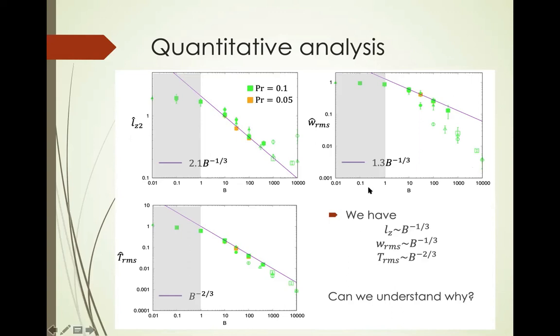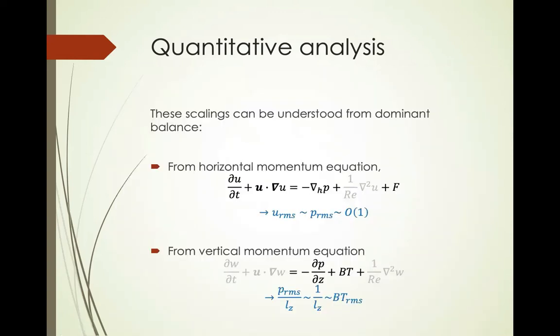But first, can we understand why these scalings appear in this intermediate stratification regime? And the answer is yes. These come from dominant balance arguments from the governing equations. In the momentum equation, the balance simply ignores the effect of viscosity. And you then have a balance between the forcing, the advection, and the pressure gradient. And because the forcing is of order 1 in these units, everything else must be of order 1 as well.